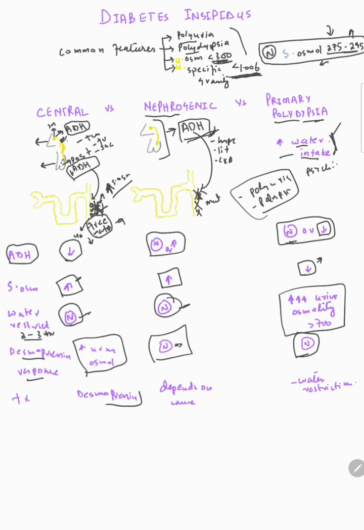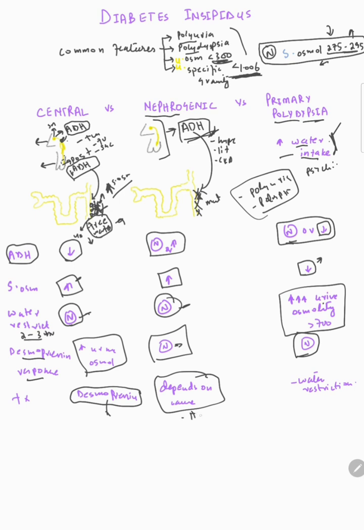In the treatment, obviously for the ADH deficiency, for the central, we give desmopressin. And for the nephrogenic, it depends on the cause, right? It depends on the cause. Correct the electrolytes, correct the CKD, stop or do some dose adjustments to the lithium. So that will be the treatment.